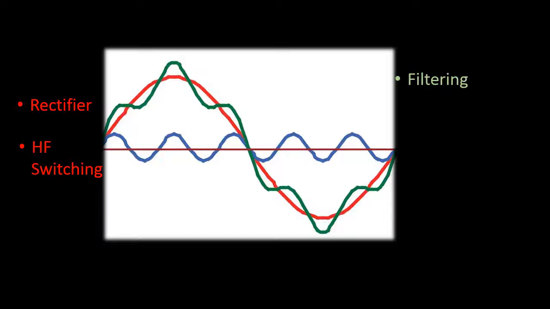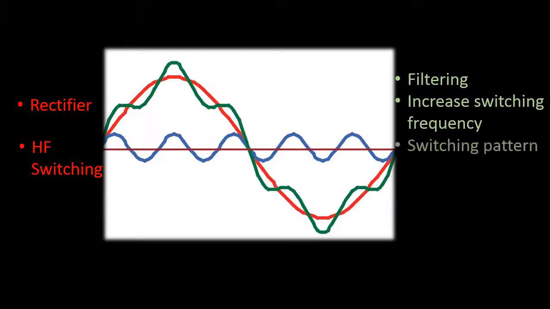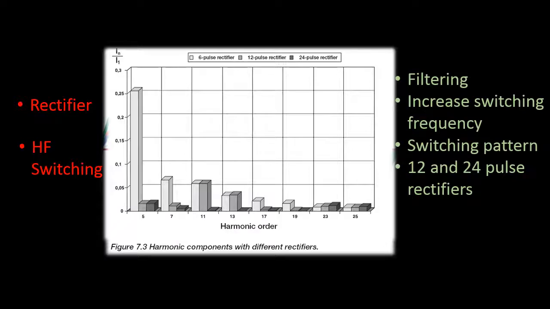Another mitigation strategy is to increase the inverter switching frequency, although the trade-off is higher switching losses. Switching patterns such as space vector modulation can also decrease switching-related harmonics. Using more sophisticated rectifier designs, such as 12 and 24 pulse rectifiers, can decrease the harmonics associated with rectification.